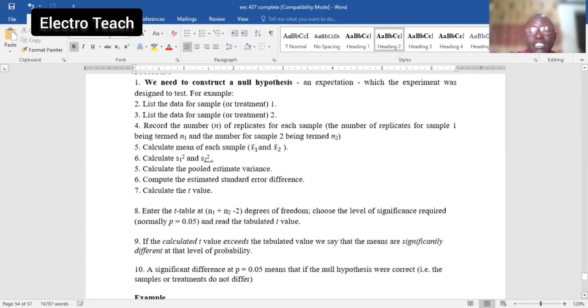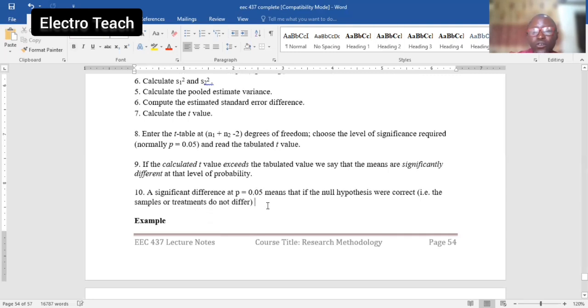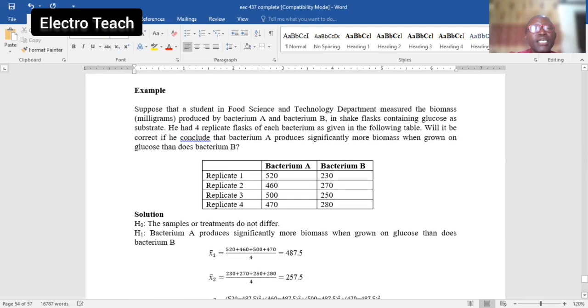And let's look at the first example of this t-test. We have the example here. Suppose that a student in the food science and technology department measured the biomass in milligrams produced by bacterium A and bacterium B in a shaken flask containing glucose as substrate. He had 4 replicate flasks of each bacterium as given in the following table. Will it be correct if he concludes that bacterium A produces significantly more biomass than bacterium B when grown on glucose? So we have the table here. We have a group of values. We have bacterium A and bacterium B. And this was carried out 4 times, replicate 1, replicate 2, replicate 3, replicate 4.